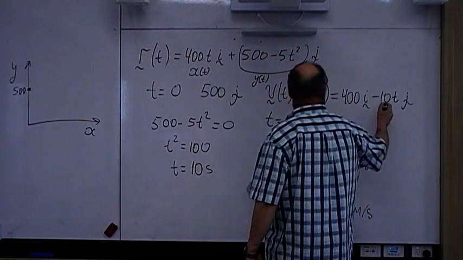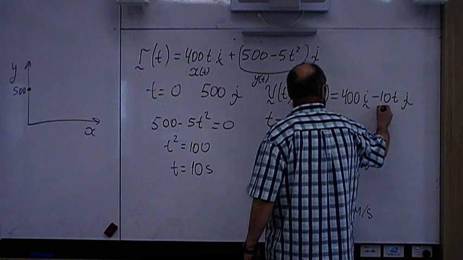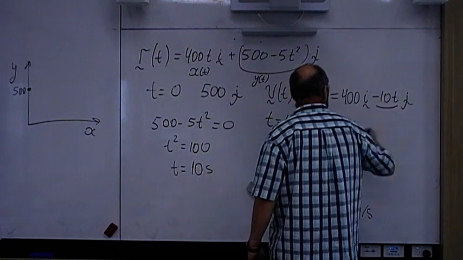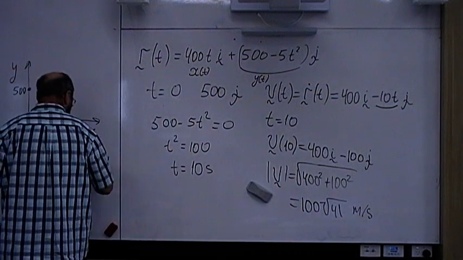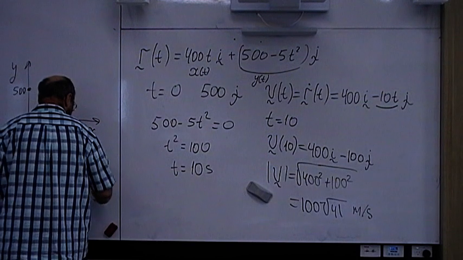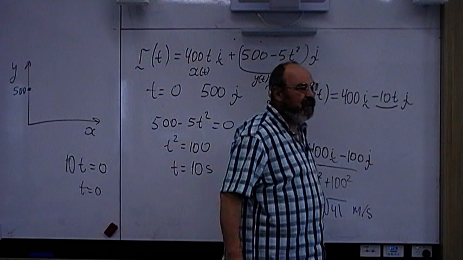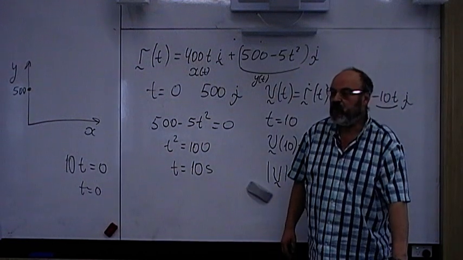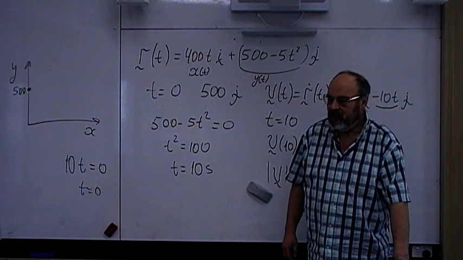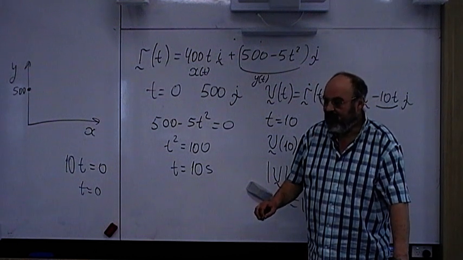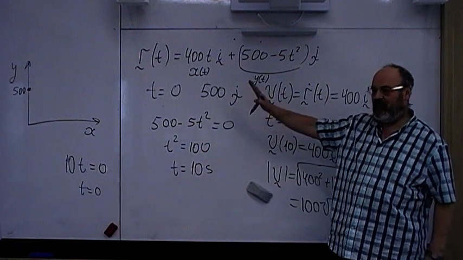So we have this as the vertical component of the velocity, negative 10t equals 0, obviously t equals 0. That means that the highest point is the starting point. We will do this next year.